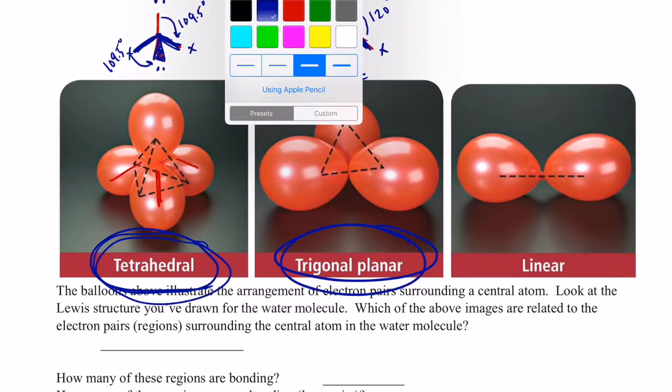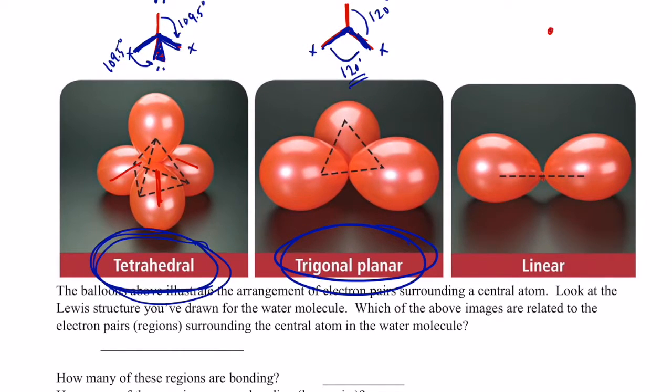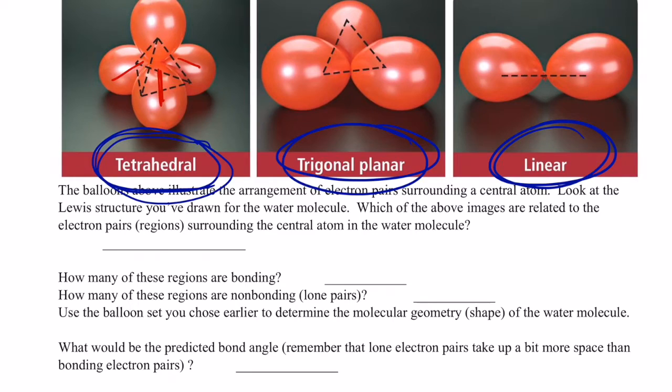And then finally we end up with 2 pairs around our central atom, and you can imagine with 2 pairs as far away from each other as possible, we are going to end up with a bond angle of 180 degrees, and we call that a linear shape. So if both of those are bonding, we would have a linear molecule, and the bond angle would be 180 degrees.